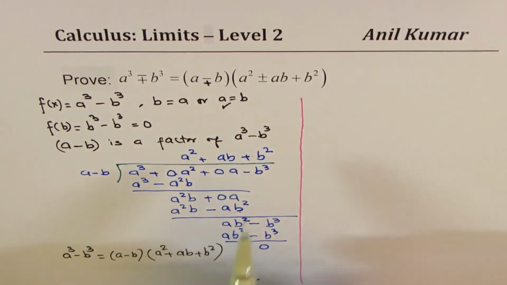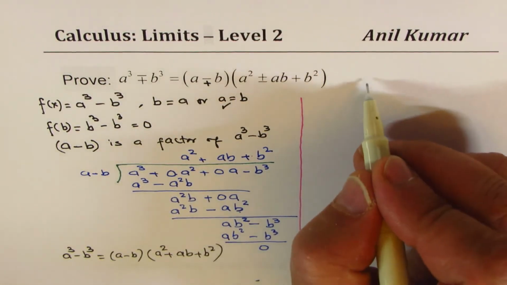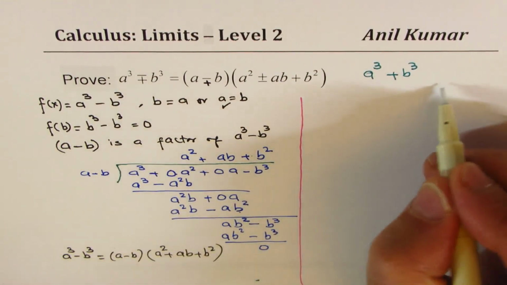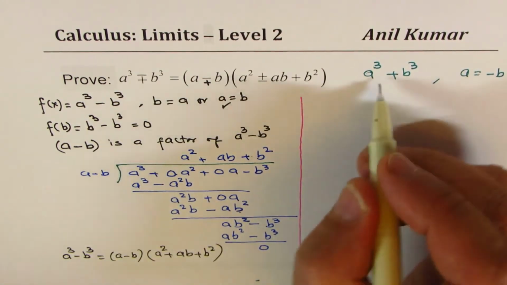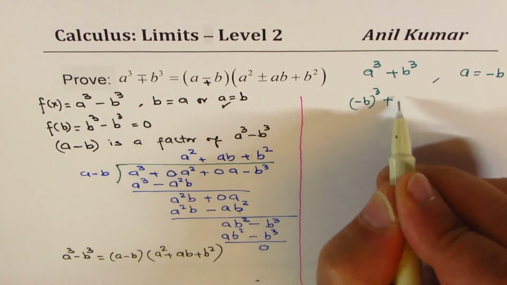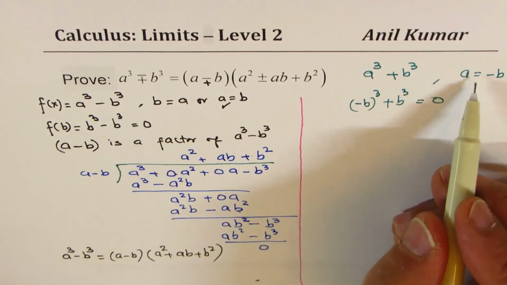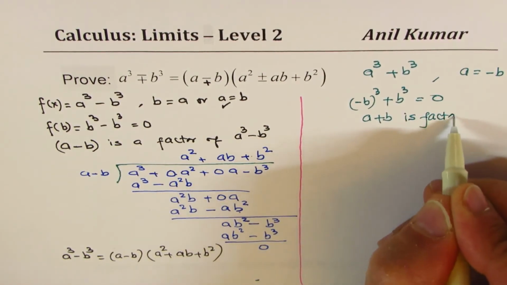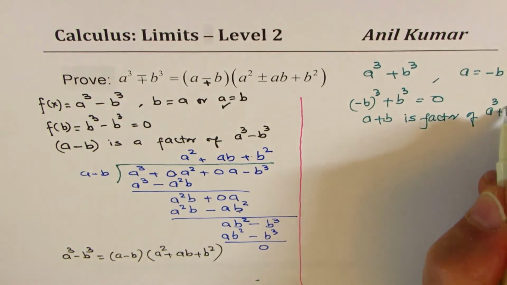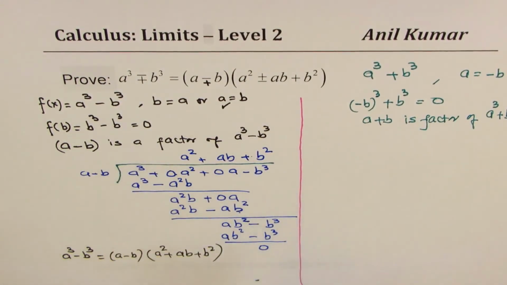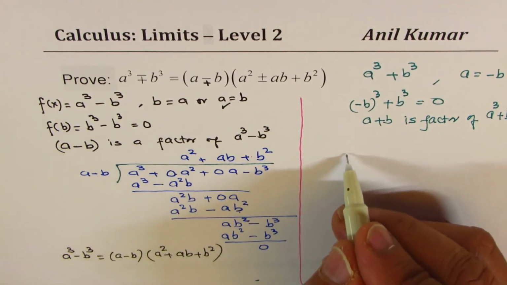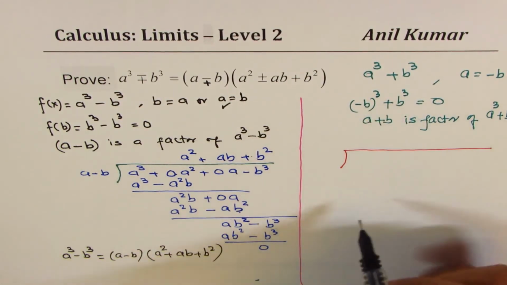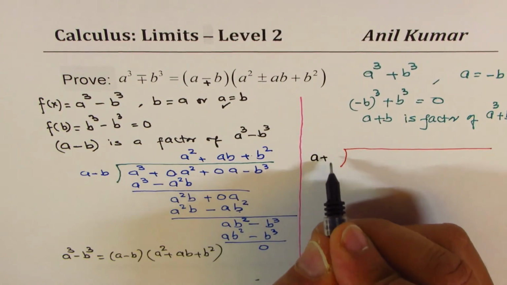Now, you could practice doing it with the other form, that is to say, now we can factor a cube plus b cube, correct? Now here, if I substitute a equals minus b, then minus b cube plus b cube becomes 0. That means that a plus b is a factor of a cube plus b cube, right? Same steps. Now let us do this division and then figure out the factoring of a cube plus b cube. You can actually pause the video, do it yourself, and check with my solution. That could be a good practice question for you, right?